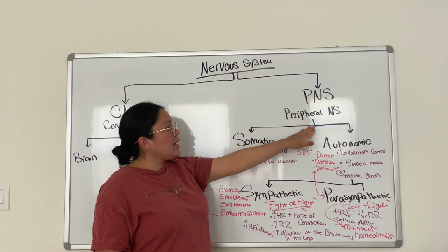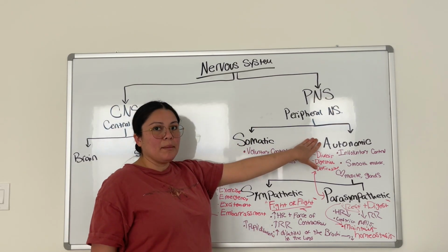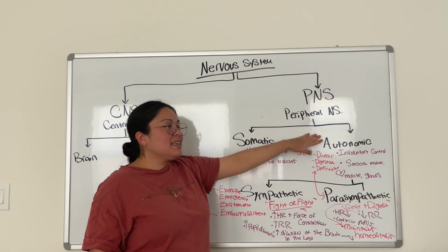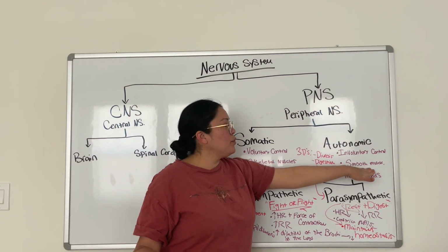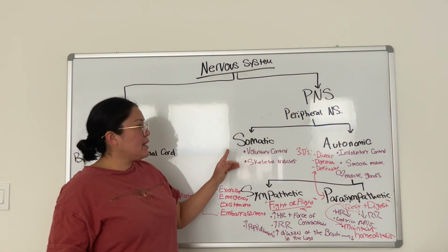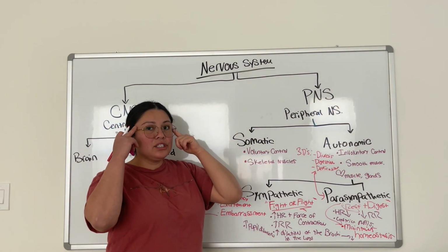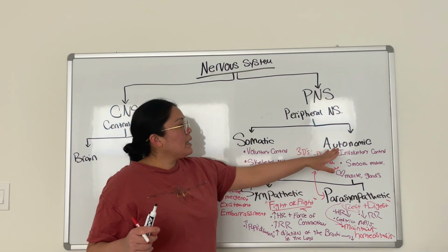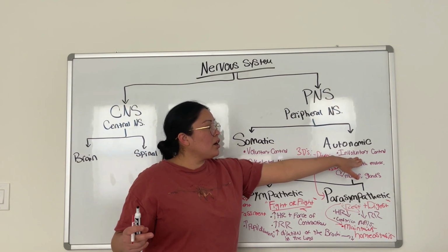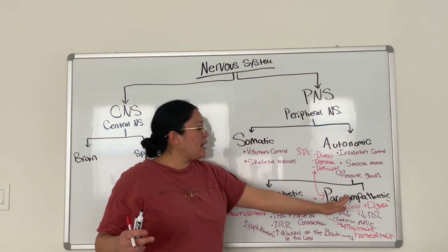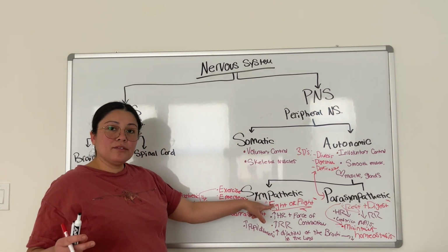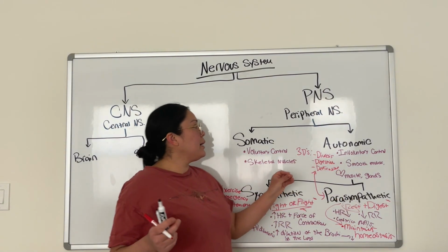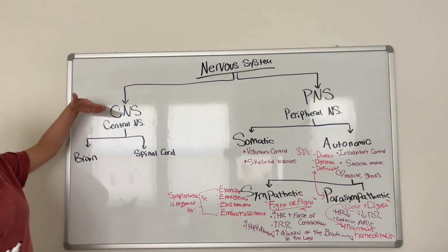So the PNS divides into your somatic and autonomic. Autonomic, like automatically, it's going to control smooth muscle, okay? Somatic, voluntarily, you consciously think about moving skeletal muscles, right? Your involuntary autonomic system is going to further subdivide into your sympathetic, fight or flight, or your parasympathetic, rest and digest, okay? So we're gonna go ahead and move on to our CNS.